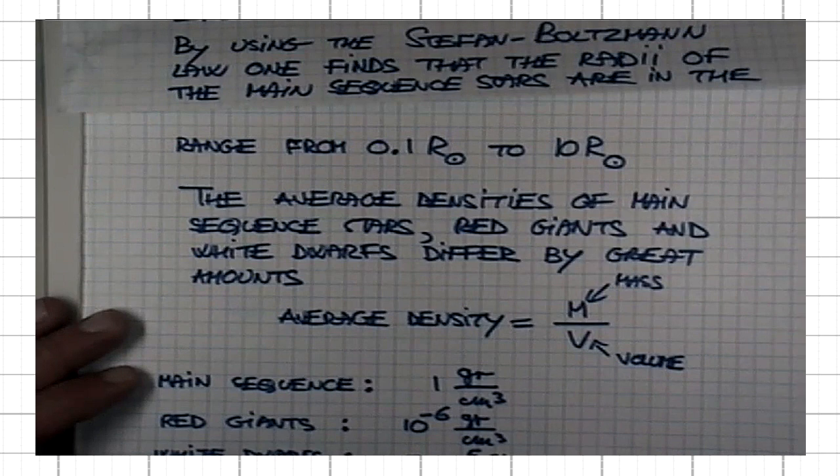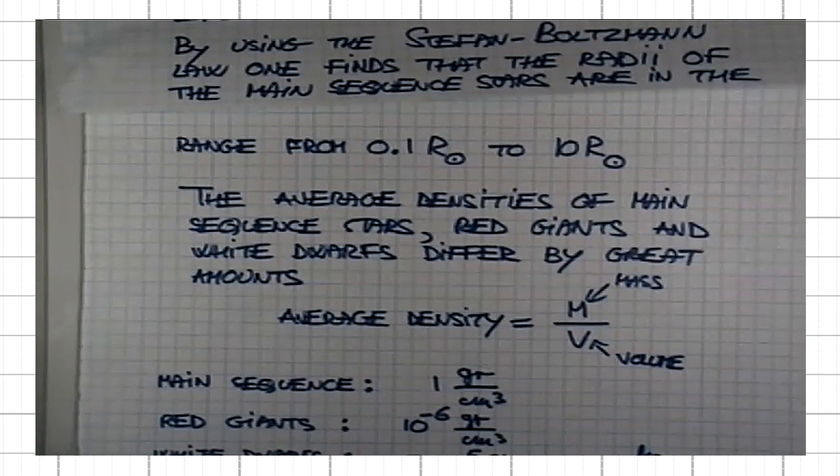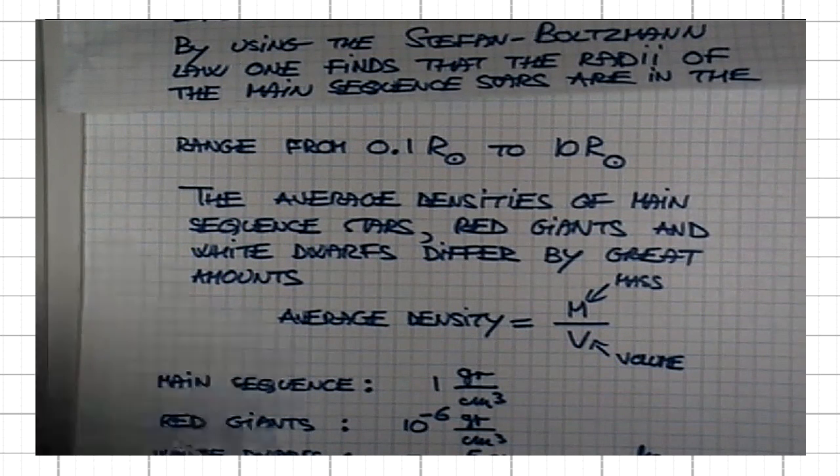So it is like 500 kilograms per centimeter cubed, half a metric ton of material packed into a cube 1 centimeter on the side. It's like taking a smart car and compressing it into a little cube, which is 1 centimeter on the edge. So you see that they are extremely dense compared to main sequence stars, and of course compared to the red giants.